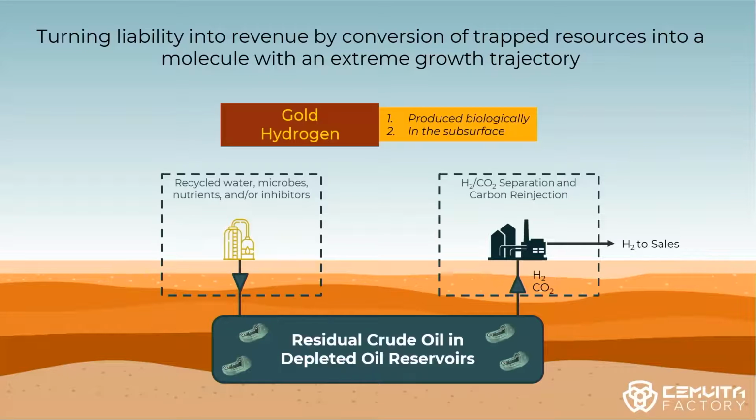So we apply our microbes and nutrients into the reservoir. The microbes ferment the crude oil in place, producing hydrogen and CO2. Now the CO2 we leave in the ground, never to come up, and we produce the low carbon hydrogen out of the subsurface.